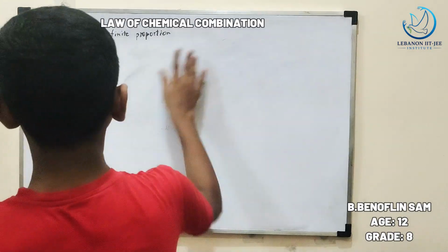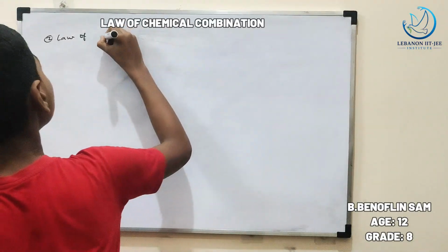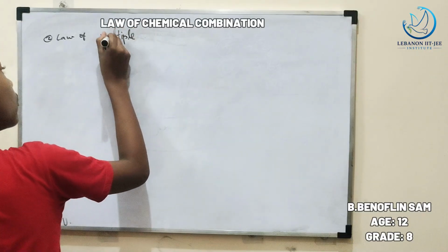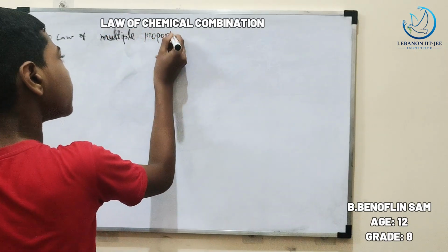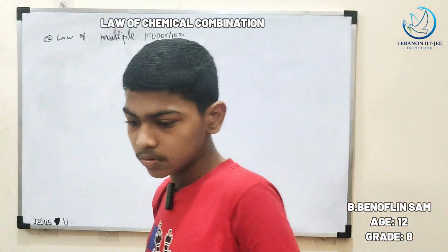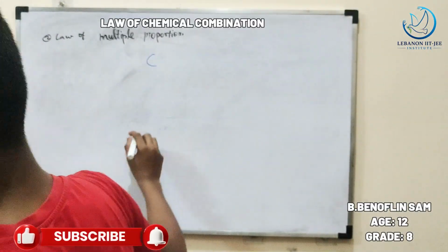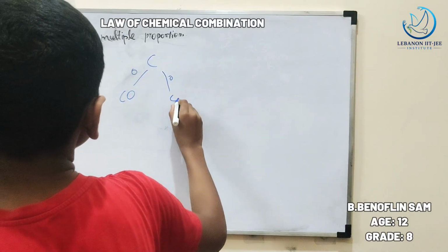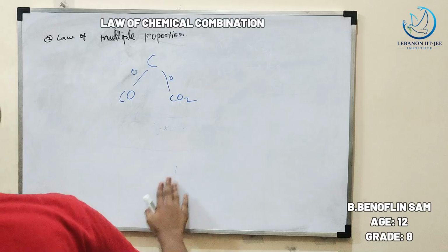The next one is the law of multiple proportion. What is the meaning of multiple proportion? I will explain. Imagine we take C. If you take C with O you get CO, and with more O you get CO2. I am telling the format.